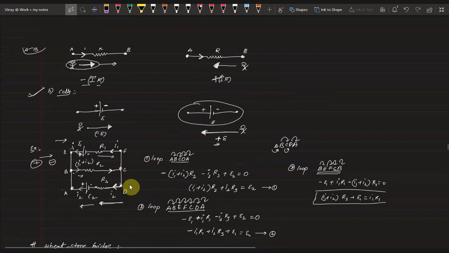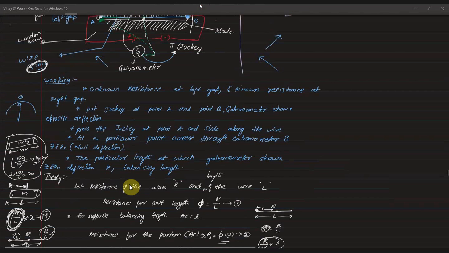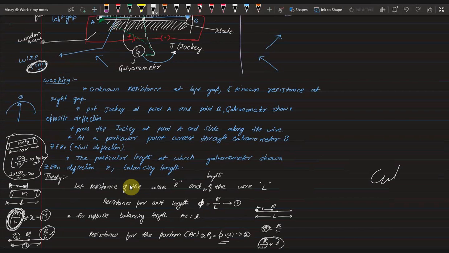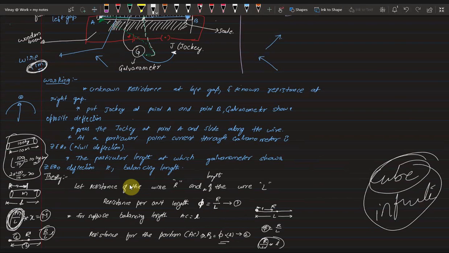Tomorrow I'll explain two things. One is a cube network. Actually, cube network is very important. A cube network and infinite network. These are important for JEE examination point of view. For NEET, it is not at all important. These two topics we'll discuss tomorrow, and day after tomorrow I'll give you time for preparation. Sunday you write the exam. Monday I'll start the new chapter. Okay.